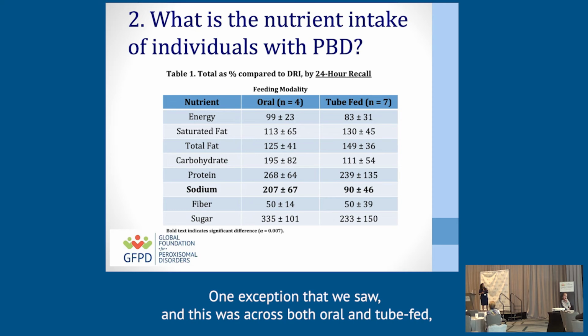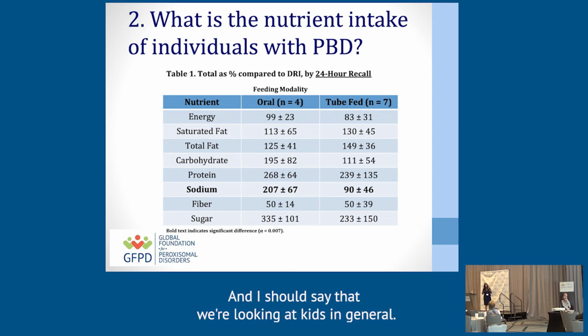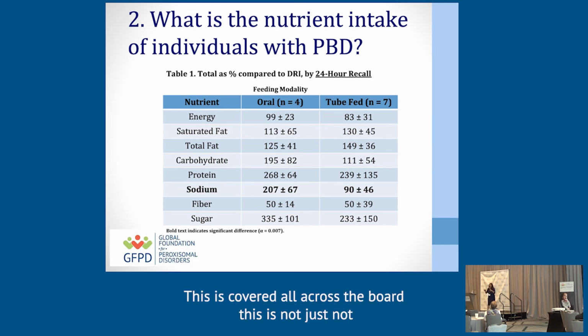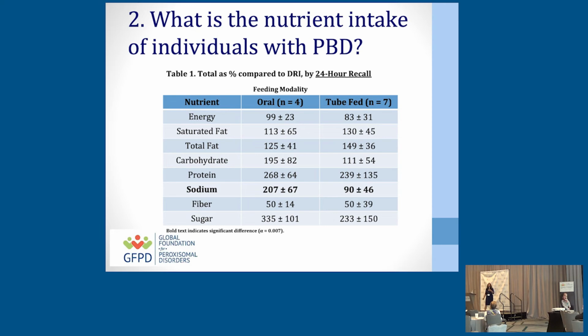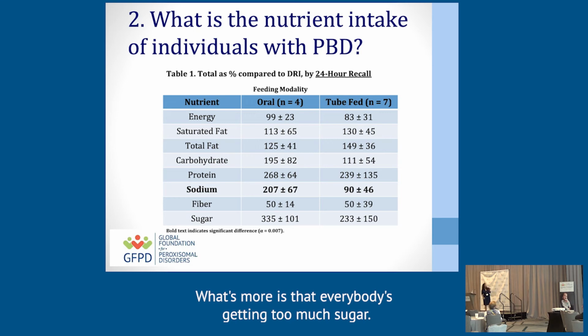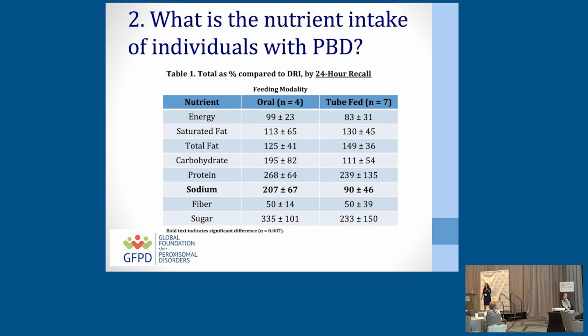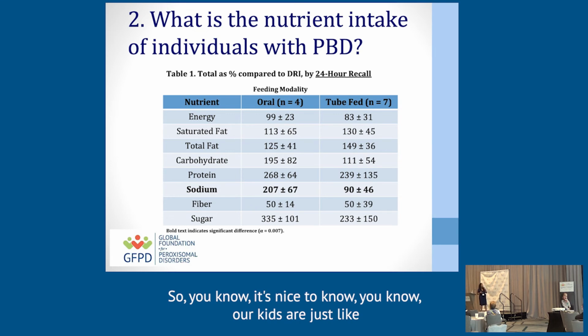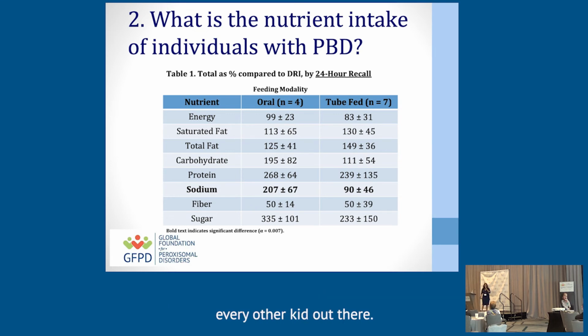One exception that we saw, and this was across both oral and tube-fed, and I should say that when we're looking at kids in general, this is common all across the board. This is just not exclusive to kids with ZSD, is that nobody's getting enough fiber. What's more is that everybody's getting too much sugar. So that's what we see in kids in general. So, it's nice to know that our kids are just like every other kid out there.